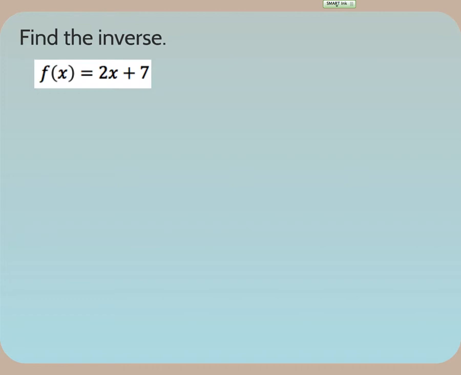Now, what we just talked about was variable interchange. You put x where the y is, and we put y where the x is. Is y in my function right now?